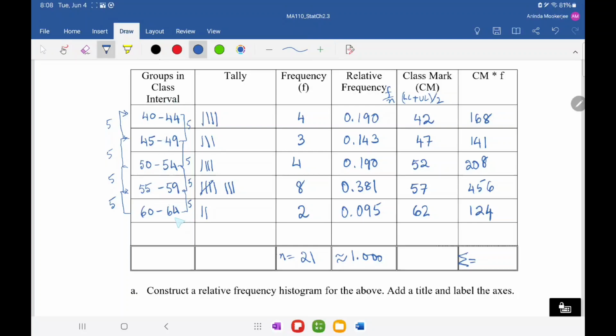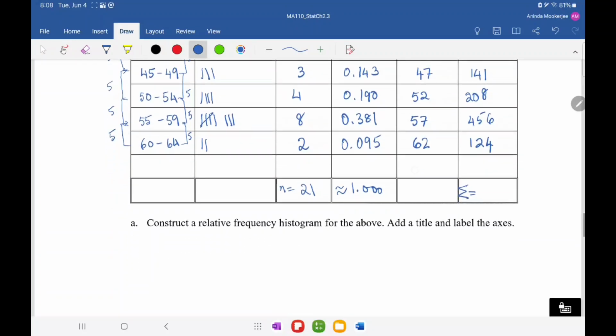All right, so here we have this table now created using the limit grouping interval method. We did the tally, we found the frequency, we found the relative frequency, and also class mark. But the next question says construct a relative frequency histogram for the above, add a title and label the axis. So that's what we are going to do next.